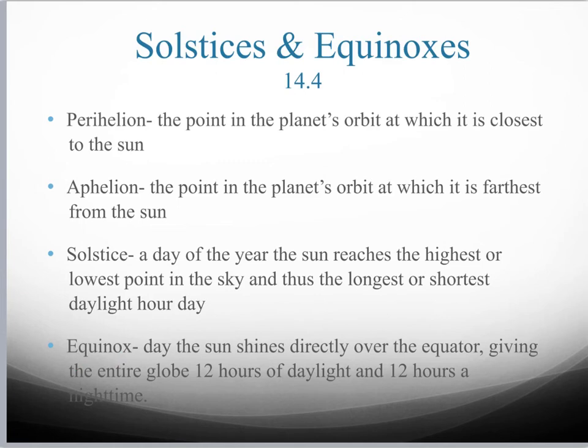Equinox. Equa means equal, so we're going to have 12 hours of daytime and 12 hours of nighttime during an equinox. During an equinox, the sun's going to be directly overhead at the equator, 0 degrees latitude. For the solstice, I mentioned it reaches the highest point. That means it's going to go farthest to the north latitude, which would be the maximum it's going to be overhead, 23.5 degrees north and south of the equator, because that's the angle of our axial tilt.